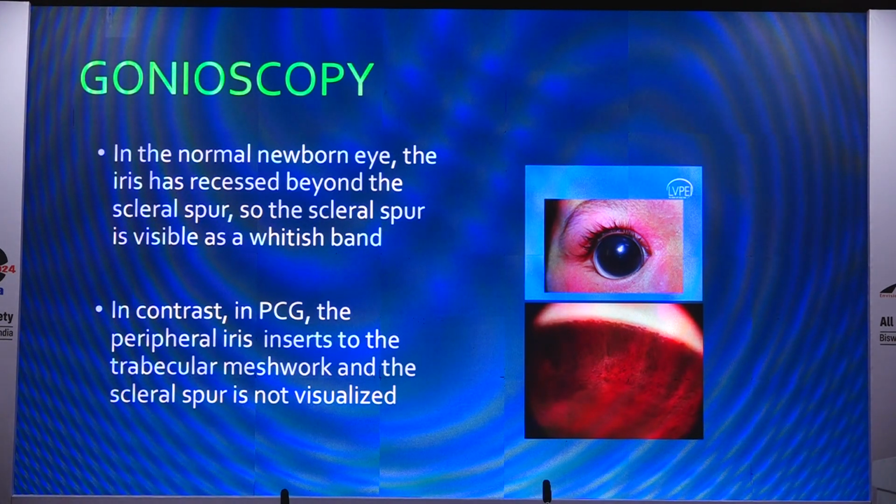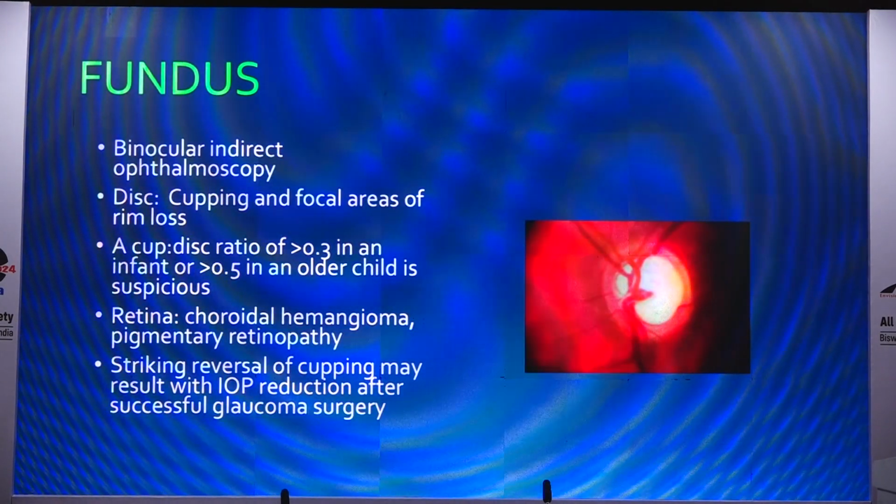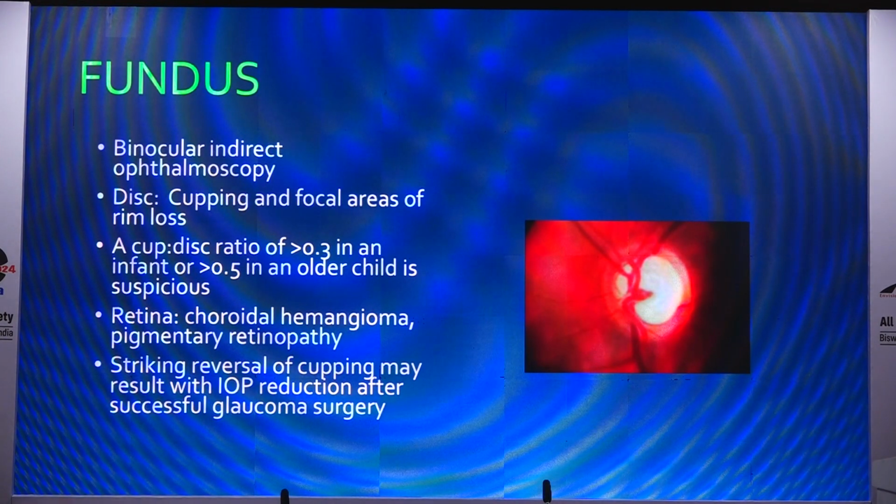The classical feature of gonioscopy is that in the normal newborn eye, the iris has recessed beyond the scleral spur, so the scleral spur is visible as a whitish band. However, in primary congenital glaucoma, the peripheral iris inserts through the trabecular meshwork, and we are usually not able to visualize a scleral spur. The fundus examination should always be done.